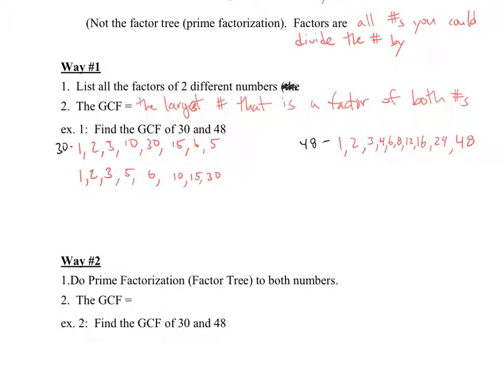All right, so when you look at both of these, what numbers do they have in common? They both have a 1. They both have a 2. They both have a 3. They don't both have 4s. They don't both have 5s. They both have 6s. They don't both have 10s, 15s, or 30s. What's the biggest number they have in common? 6. So my GCF is 6. So that's one way to do it, listing all the numbers.